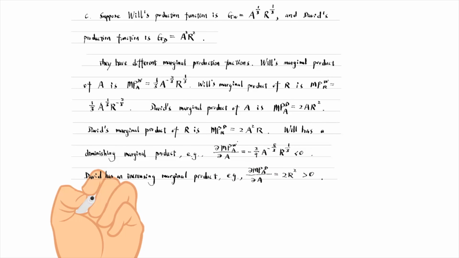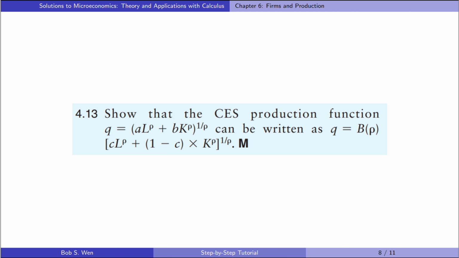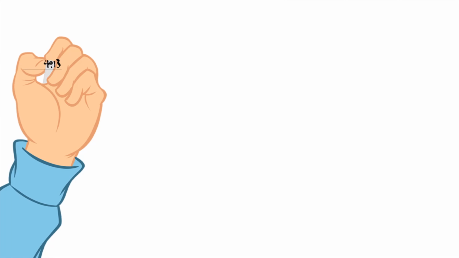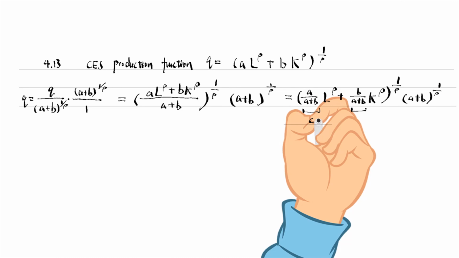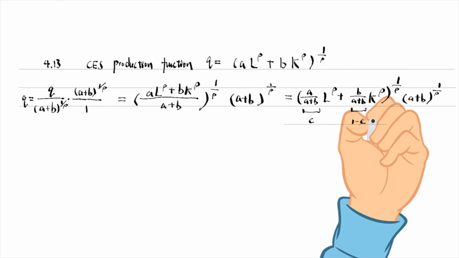Let's go to exercise 4.13. Show that the CES production function can be written as the following function. We divide the CES production function by A plus B to the power 1 over rho, and then multiply by the same term. It will not change the value of the production function. C and 1 minus C become the share of A and B.